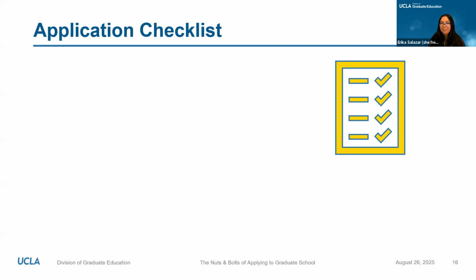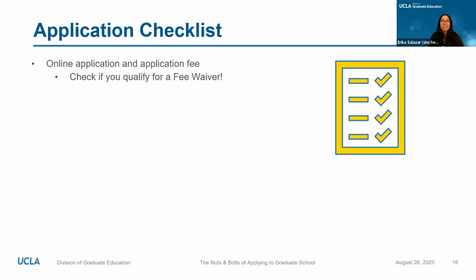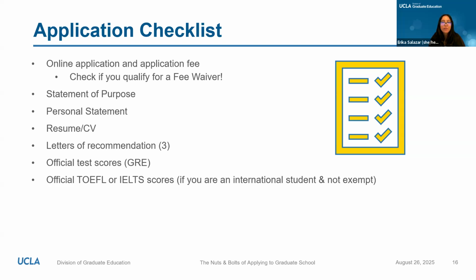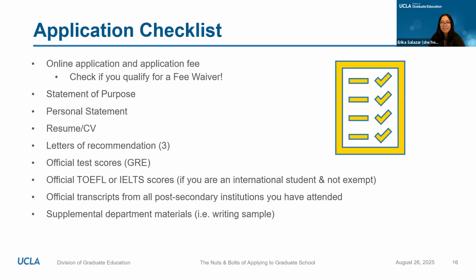So usually for a grad application, what is required is an online application and application fee. Always check to see if you qualify for a fee waiver. Also required are a statement of purpose and a personal statement, a resume and/or CV, letters of recommendation, typically 3, but that really depends on the graduate program, official test scores such as the GRE, official TOEFL or IELTS score if you are an international student and are not exempt from the English language requirement, official transcripts from all post-secondary institutions you have attended, and supplemental departmental materials, for example, a writing sample.